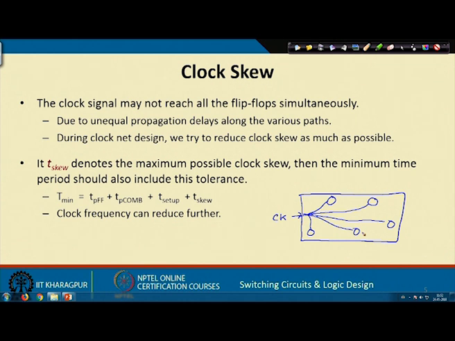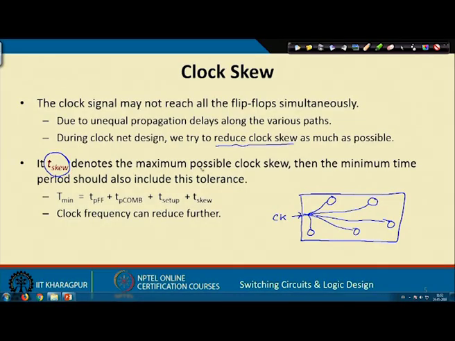Due to unequal propagation delays along the various paths, there will be clock skew, which means the clock signal may not reach all the flip flops simultaneously. Of course, when designing this clock network, we try to reduce clock skew as much as possible, ideally to 0, but in practice we cannot make it exactly 0. There are methods of doing that, but that is slightly beyond the scope of this course. We shall not be discussing how to reduce skew here, just what skew is, and that is enough.